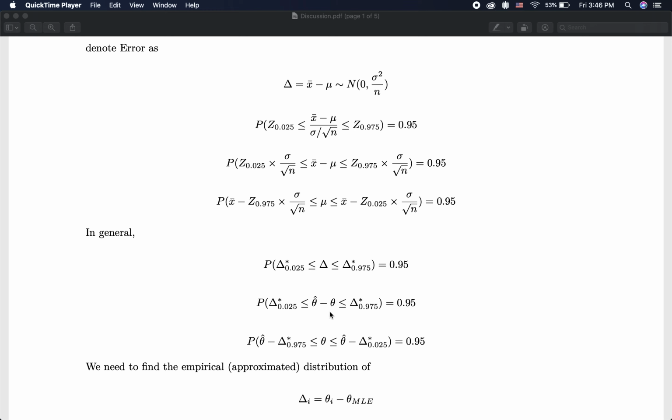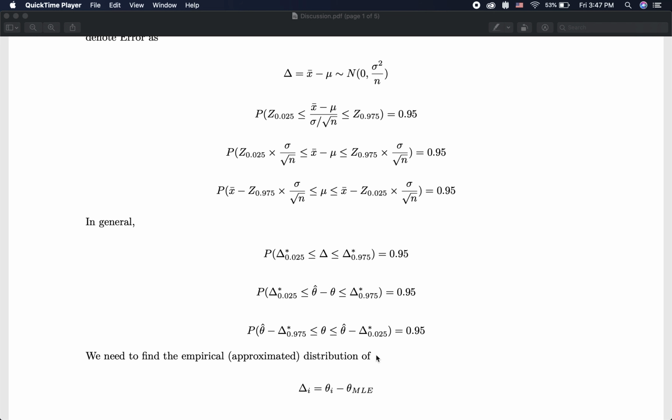And then we are going to use a computer to simulate data, say 1,000 times, and then we are going to estimate this parameter 1,000 times, and then we take the difference, and that will give us an empirical or approximated distribution of delta.